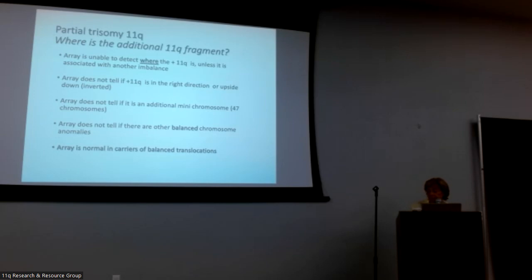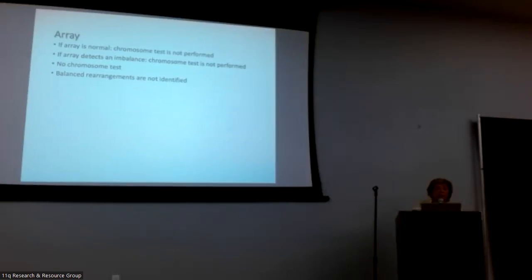In fact, in balanced translocation, the array is always normal. If we start studying the genetics of a person with an array, and the array is normal, usually a chromosome test is not performed. If an imbalance is detected, nowadays often a chromosome test is not performed. So there is no chromosome test, and you would not identify a balanced rearrangement.